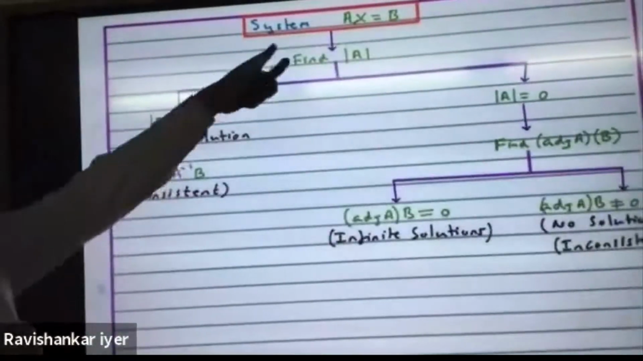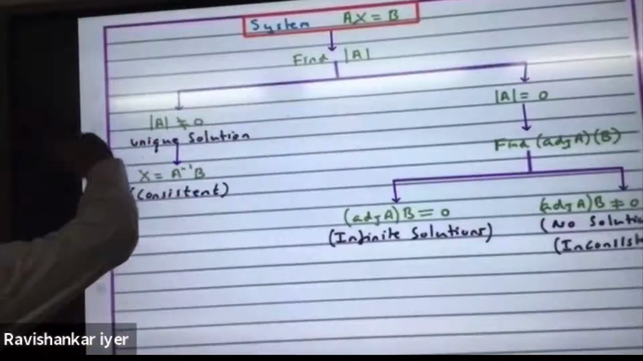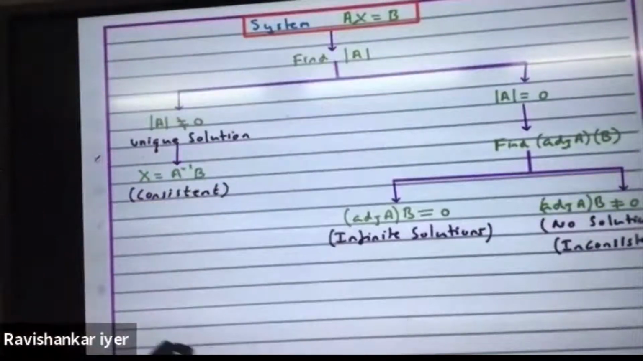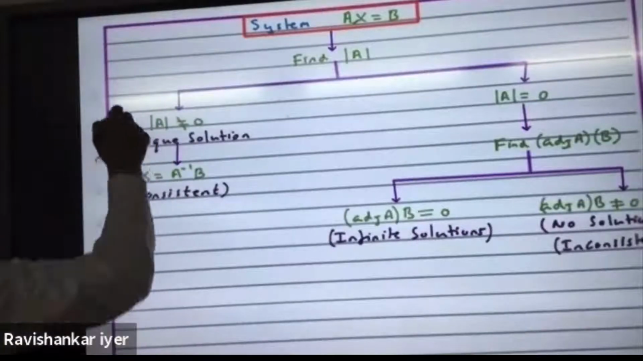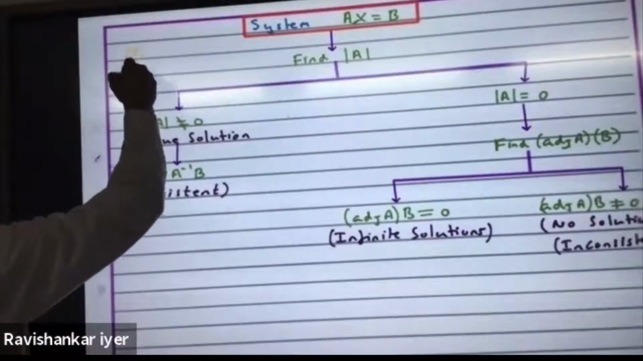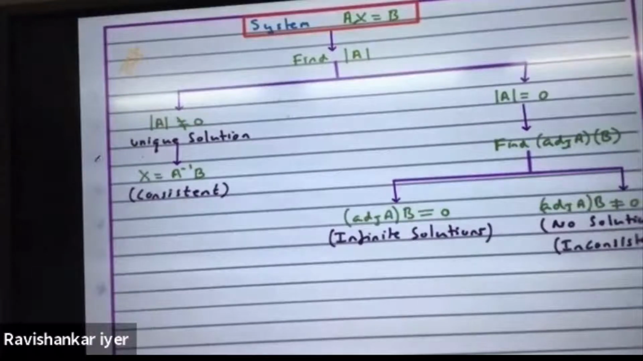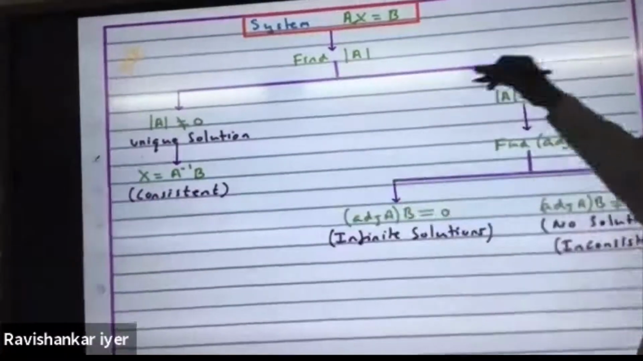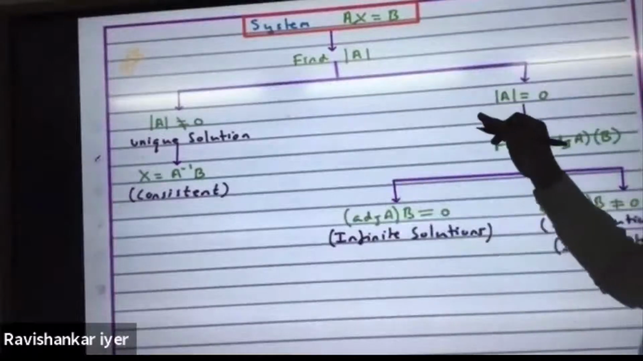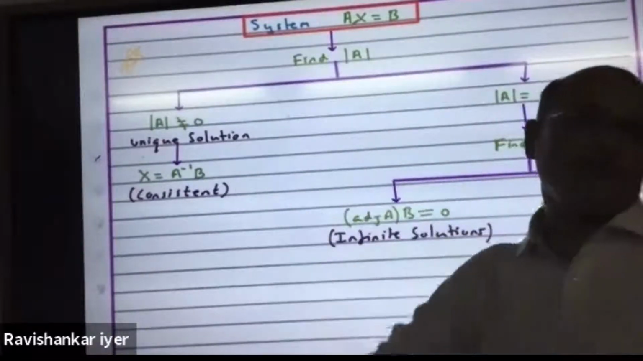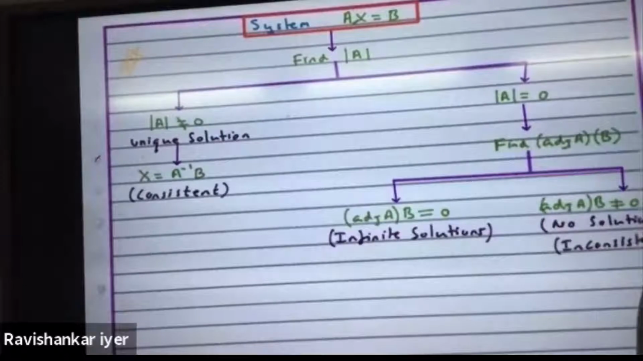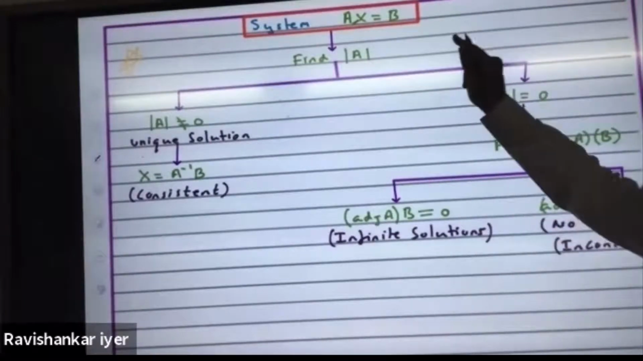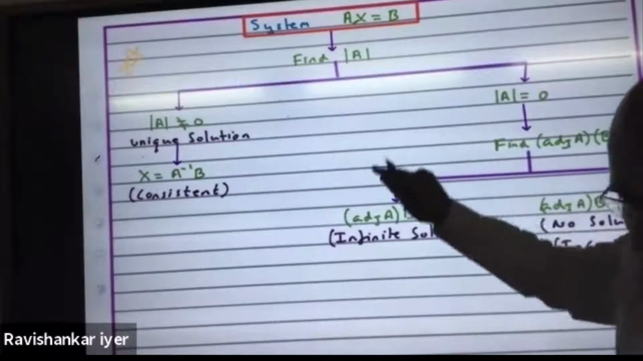I want all of you to take down this particular chart, which is really, really very important, because this gives you a guideline to go by, which way you have to solve and find the solution of the simultaneous equations. So children, please note it down. I want you to take down this chart properly.